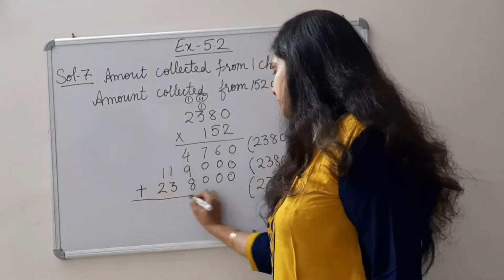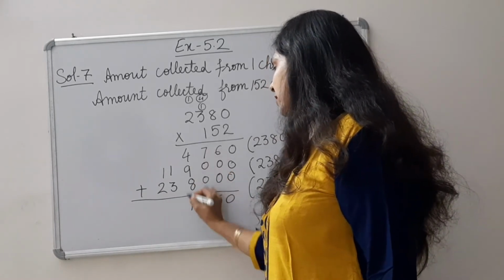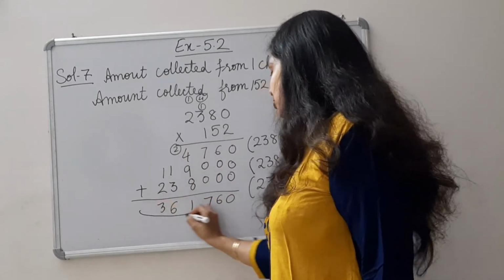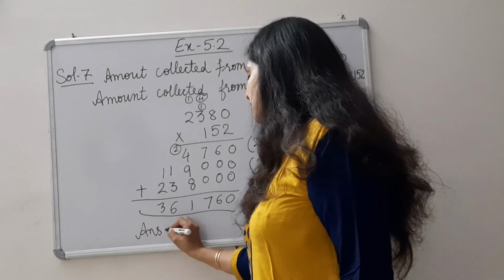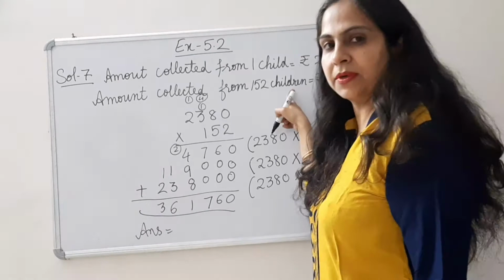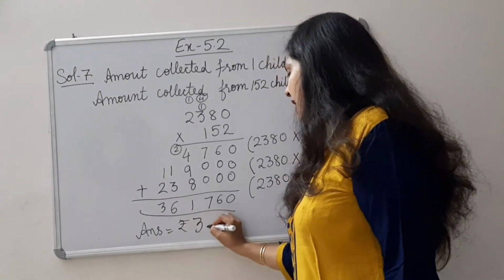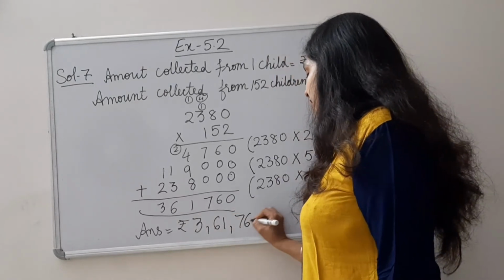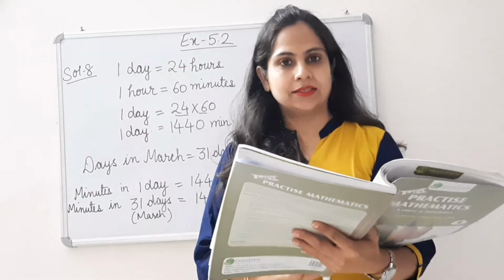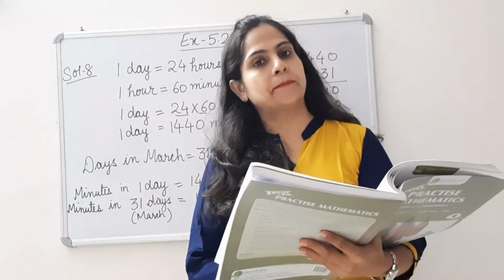Now we have to add. 0, 6, 7, 21, 6, 3. So the answer is, the amount collected from 152 children by the school is rupees 3,61,760. Now let's do question number 8. Question number 8 is, find the total time in minutes for the month of March.